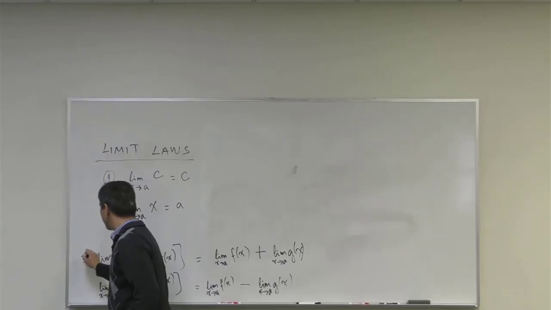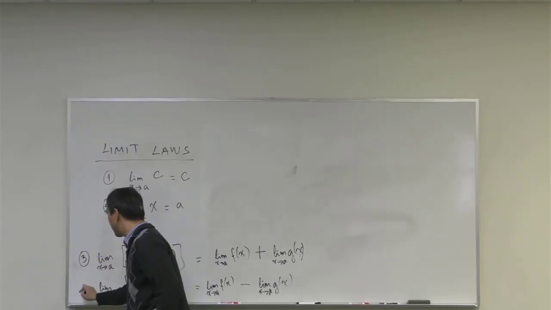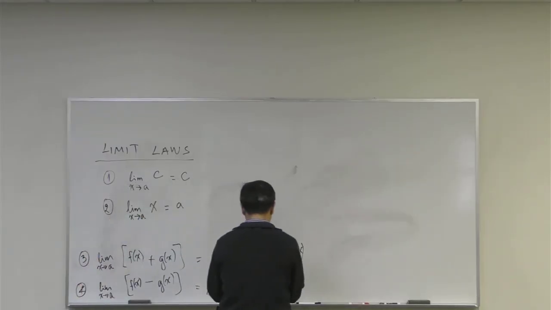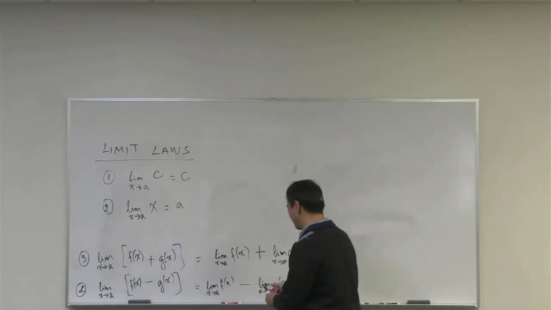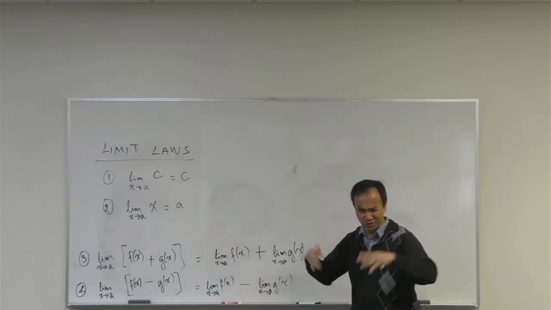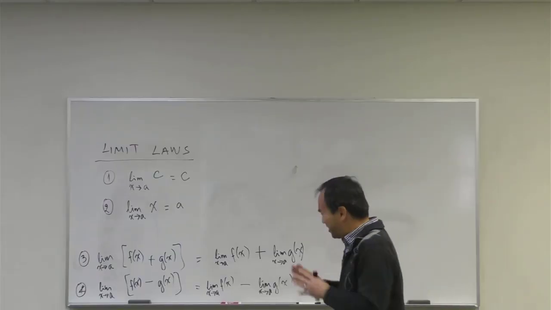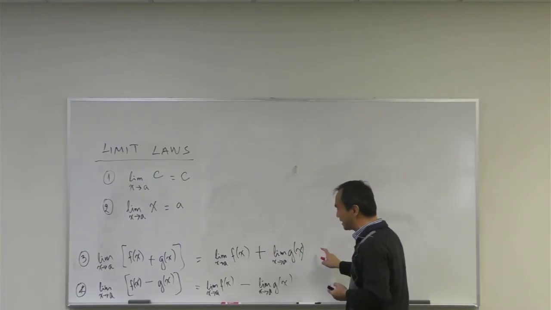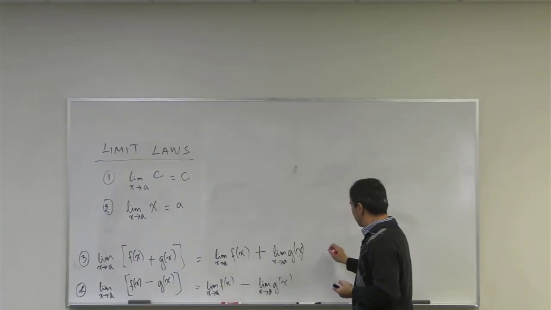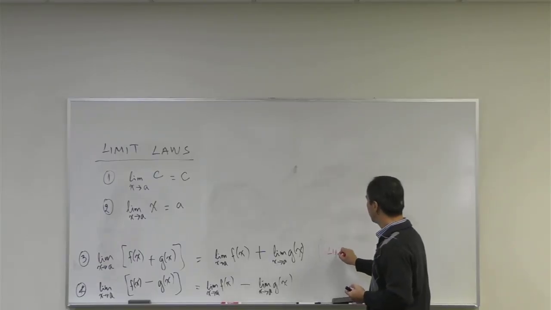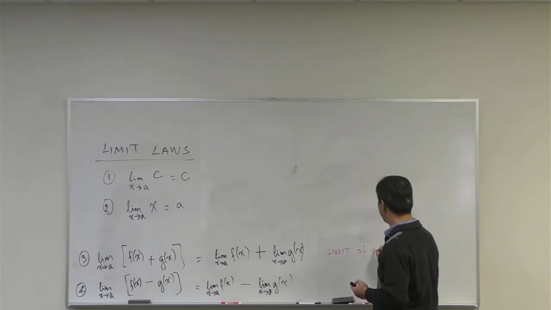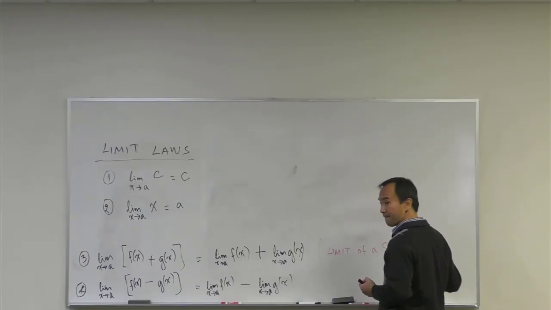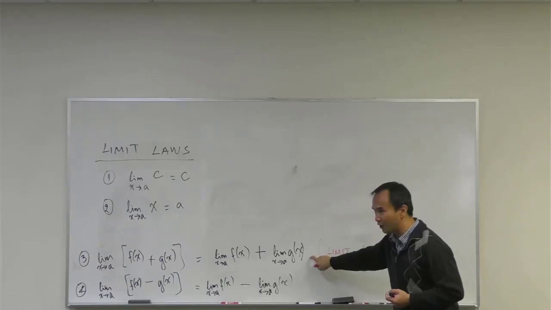Limit law number 3, limit law number 4 right here. People famously give it a name. You may see that throughout a lot of textbooks. I tend to stay away from names because knowing what you do is better than just mentioning names. But this limit law right here, we call it the limit of a sum. That's how we call that particular law number 3 right there.